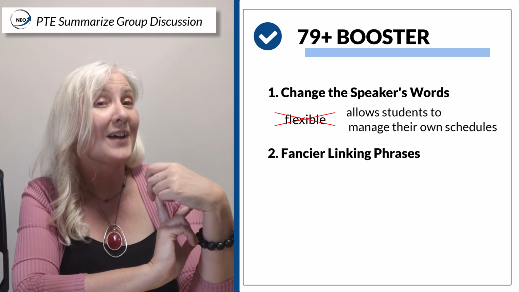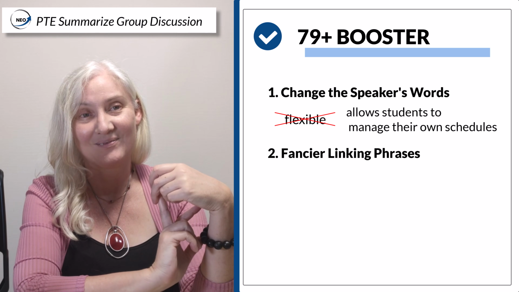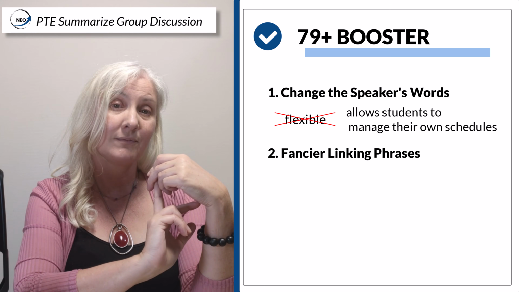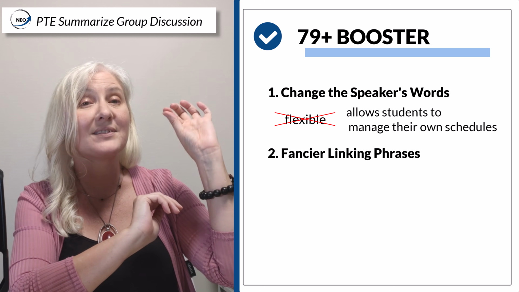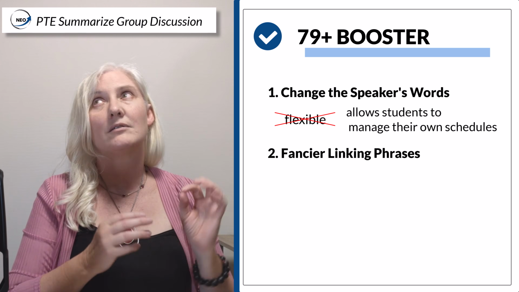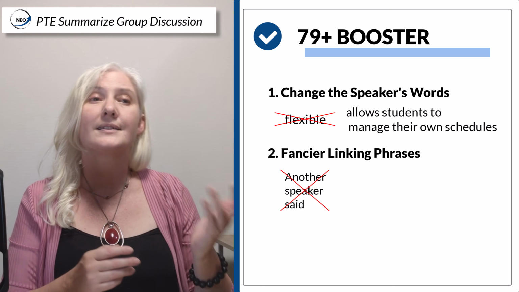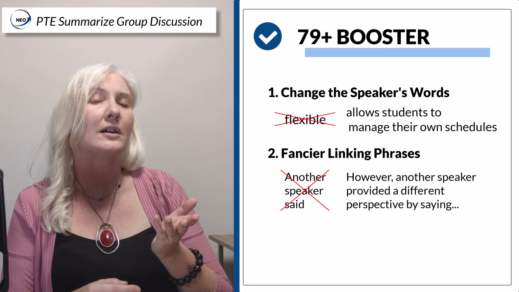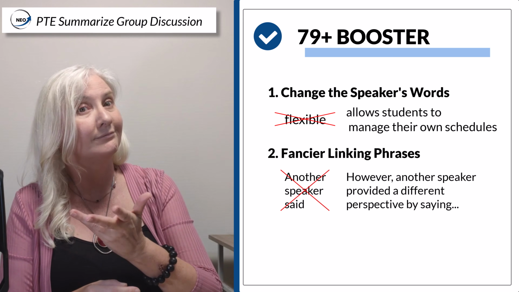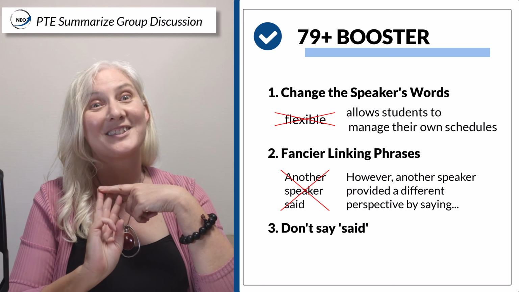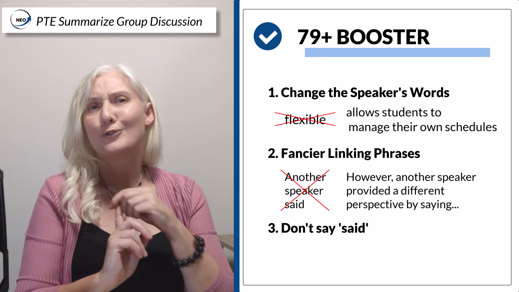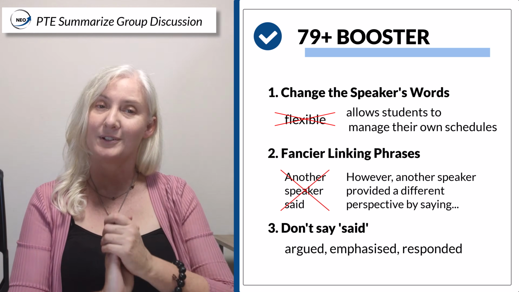Say, "Online learning allows students to manage their own schedules." 2. Use fancier linking phrases. If you can easily remember the simple template I gave you, try to upgrade it with fancier, more specific phrases. Don't say, "Another speaker said." Say, "However, another speaker provided a different perspective by saying." 3. Don't say "said." Use wider vocabulary. Argued, emphasized, responded.